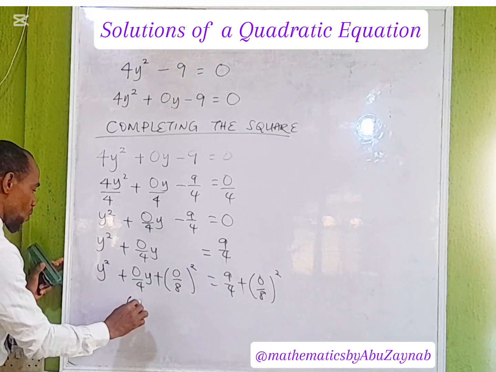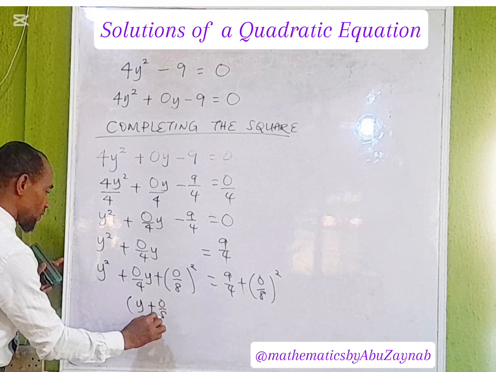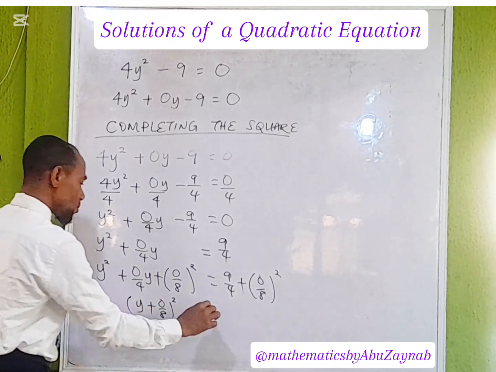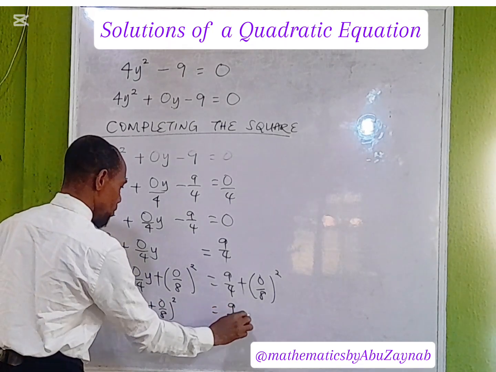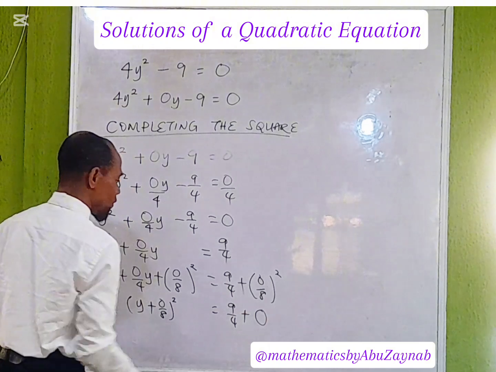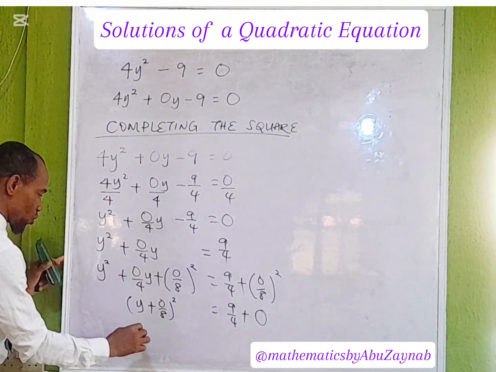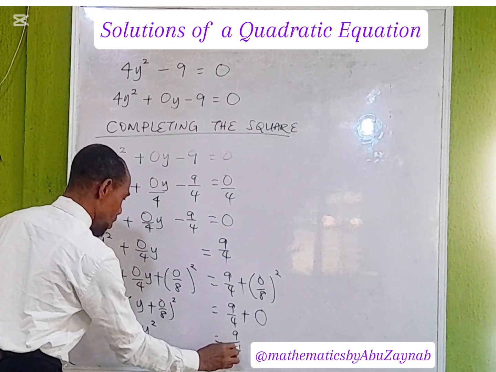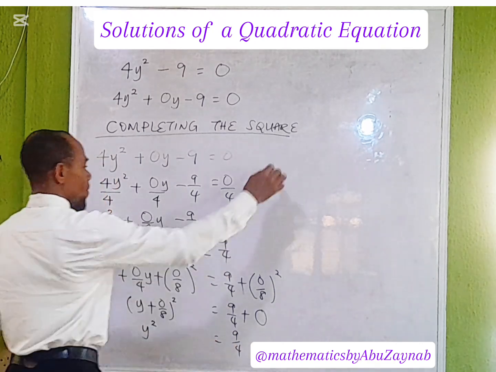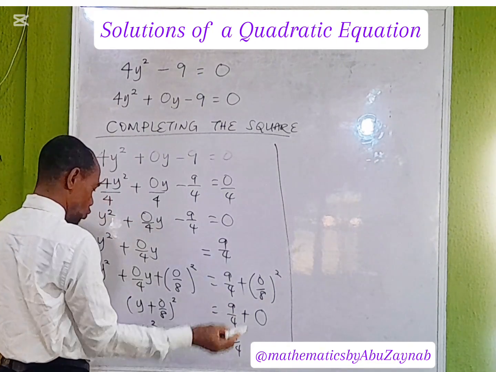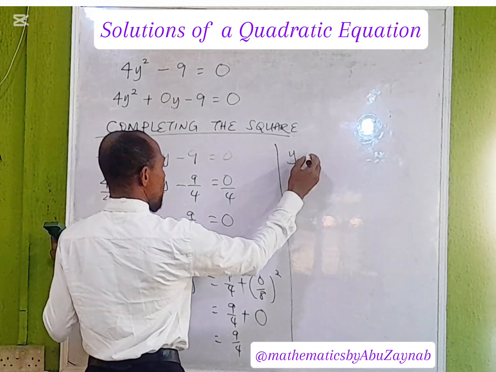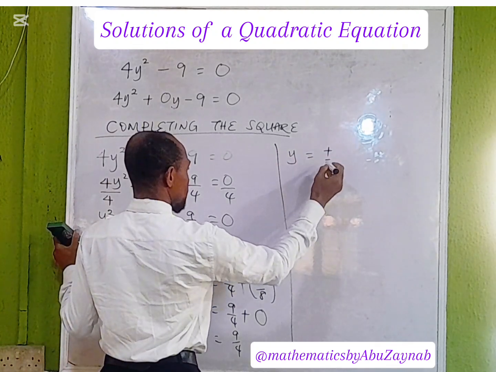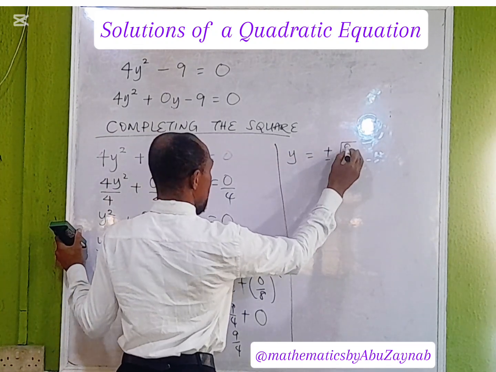Then the next step is to include in a singular bracket the two terms having squares. And we've got here y plus 0 over 8 all squared equals 9 over 4 plus 0 over 8 all squared, obviously 0. And of course here as well we have just y squared equals 9 over 4. The next step will be to take the square root of both sides. So y will be, and of course we're going to automatically square root of 9 over 4.